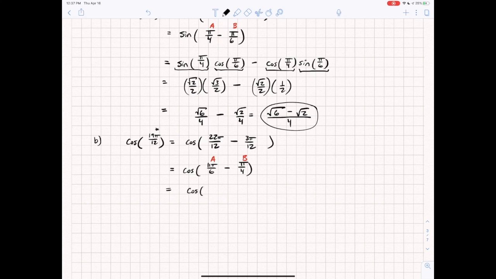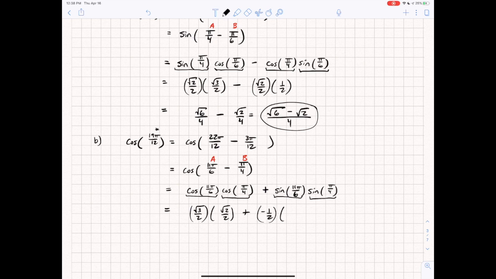So the identity says cosine of A, so 11 pi over 6, cosine of B, which is pi over 4. The operation changes, so it's plus sine of angle A, that's a tongue twister, and then sine of angle B, which is pi over 4. And so now I can use the unit circle to evaluate, so cosine of 11 pi over 6 would be positive radical 3 over 2. Cosine of pi over 4 is radical 2 over 2, plus sine of 11 pi over 6 is going to be negative 1/2. And then sine of pi over 4 is radical 2 over 2.